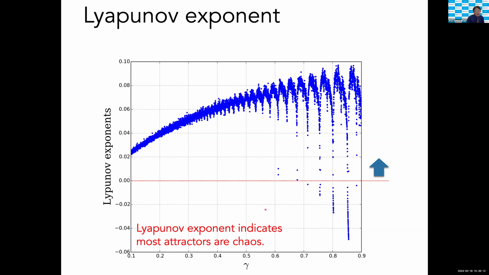To clarify where the search point trajectories are chaotic in relation to the parameter gamma, we derive the maximum Lyapunov exponent, a measure of the instability of the trajectories. This graph shows the maximum Lyapunov exponent of the trajectories. Since the value of the maximum Lyapunov exponent is positive, it indicates that the trajectories of the search points are mostly chaotic.